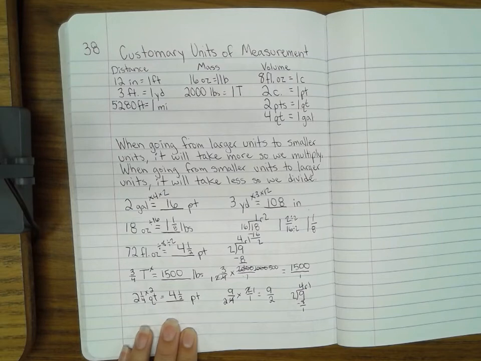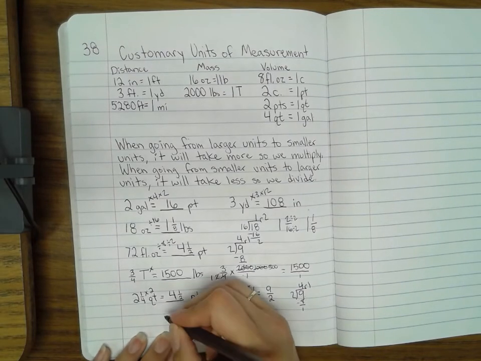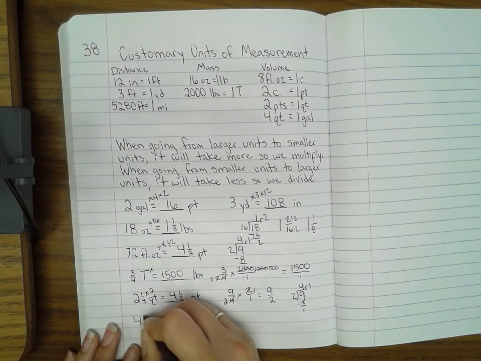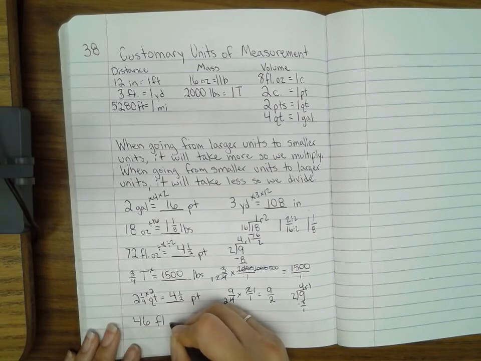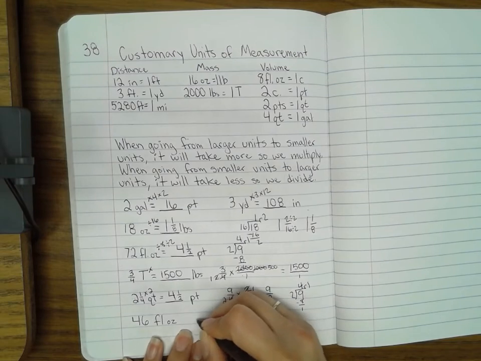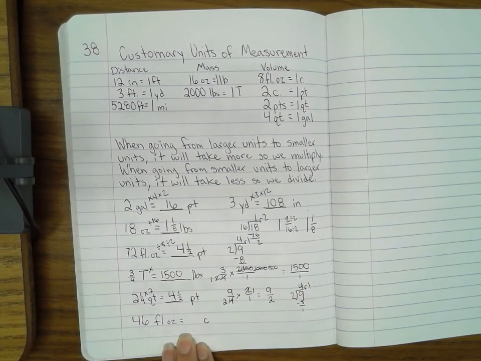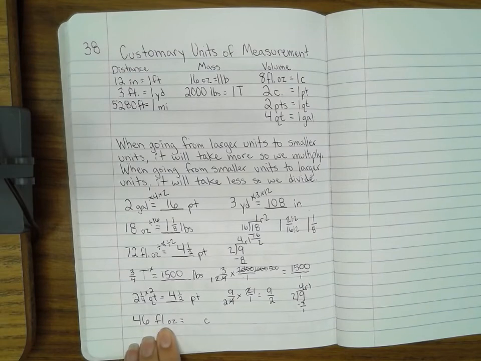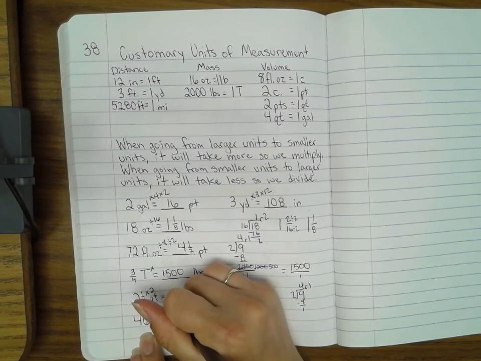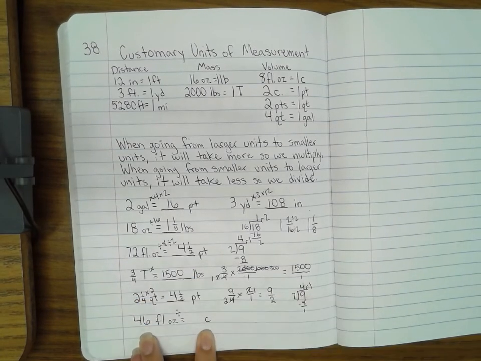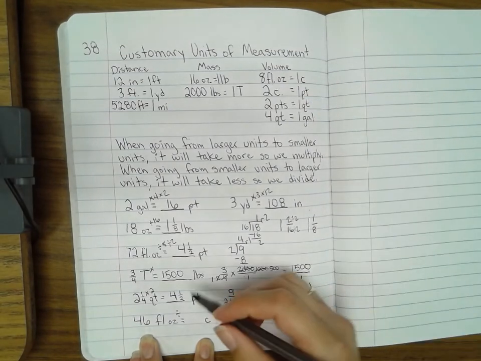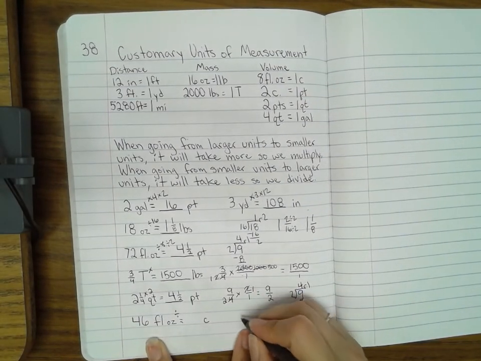Let's do 46 fluid ounces, and I want that to be in cups. Okay, so this is our last one. Okay, fluid ounces to cups. I'm going from a small one to a larger unit, so I need less of them. So I'm going to divide. This is going to take less. Now what's my magic number to divide by? Look up here. Ounces to cups would be 8. So I'm going to take 46 and divide by 8.